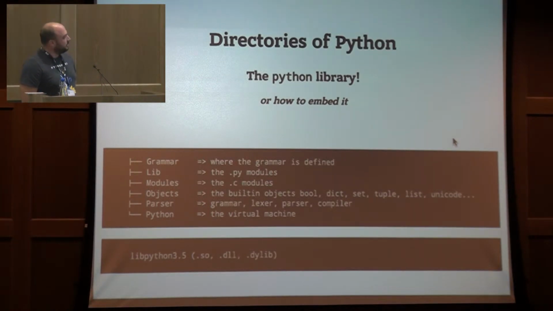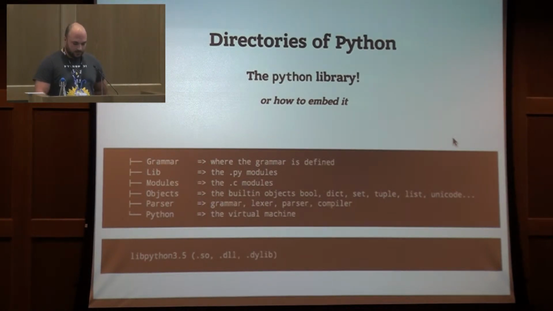So, here is the structure of the Python project. You have the Grammar directory, where you can find the grammar and some other stuff, but mainly the grammar file. The Lib directory is for the Python modules; the standard library is there. The Modules directory is just for the C modules, for example POSIX, everything where you can find specific code for the operating system or for the platform, or just because you want to have some speed modules.